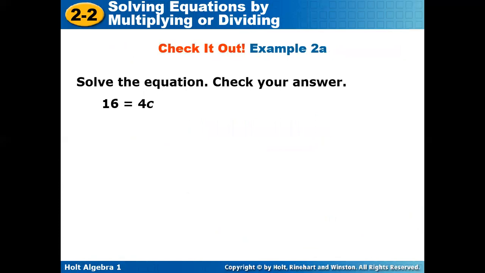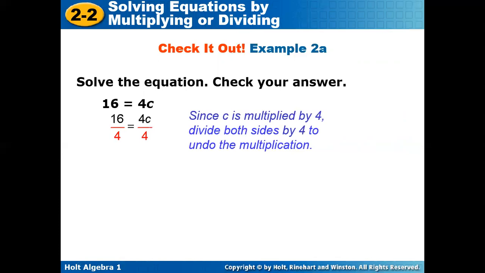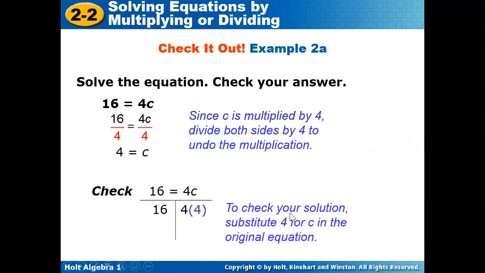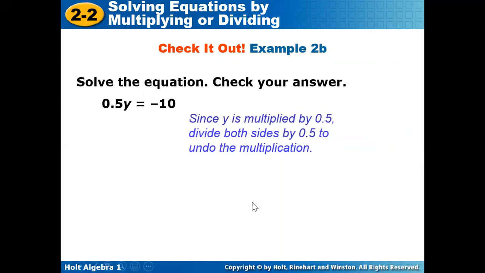Here's the same thing. Give it a try on your own. All right. So in this case, we're multiplying 4 by C, so the opposite operation is division. We're going to divide both sides by 4. These 4's cancel out, leaving us with C by itself. 16 divided by 4 is equal to 4. And we can plug that back in to our original equation. 4 times 4 does indeed equal 16.